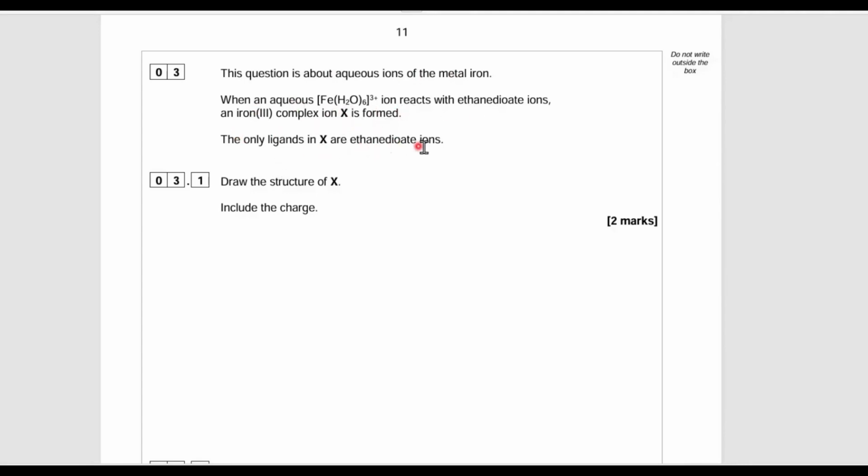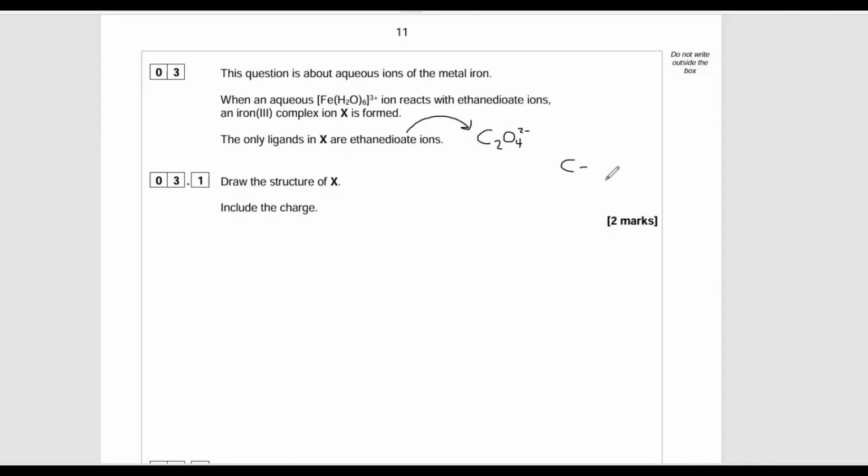This question's about aqueous ions of the metal ion. When an aqueous Fe(H2O)6 3+ ion reacts with ethane-dioate ions, an iron 3 complex ion X is formed. Only ligands in X are ethane-dioate ions. Draw the structure of X and include the charge.